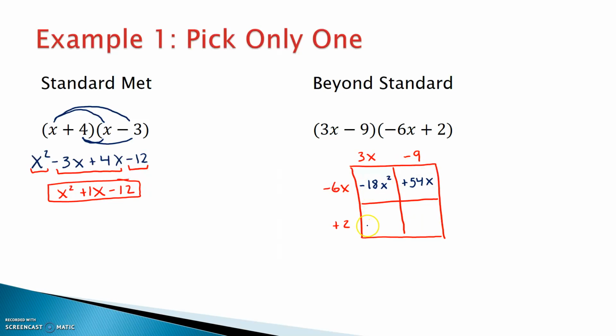54x. How do I get this piece here? That is 3x times 2. 3 times 2 is 6. X doesn't have anybody with, so we just drag them down. Now, what's -9 times 2? That is -18. All right, I got all my terms.